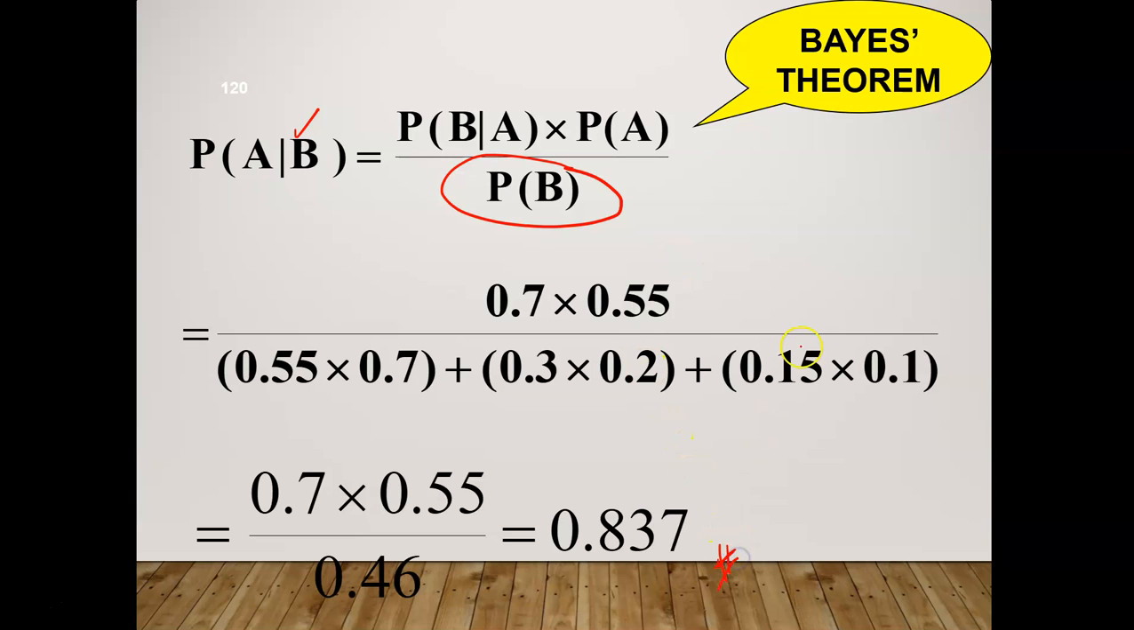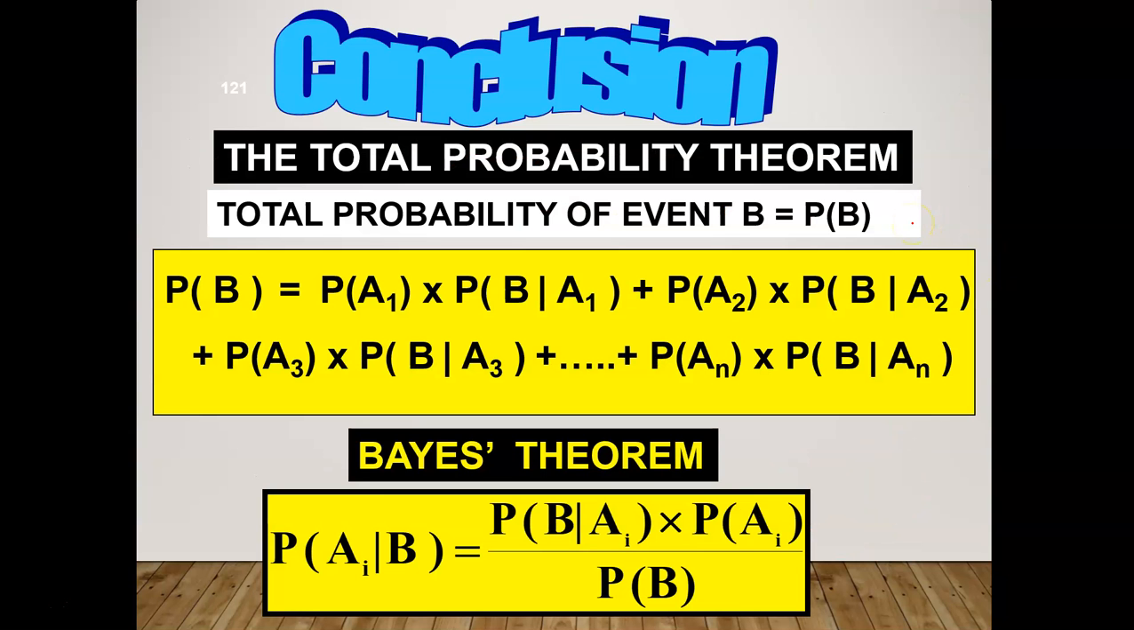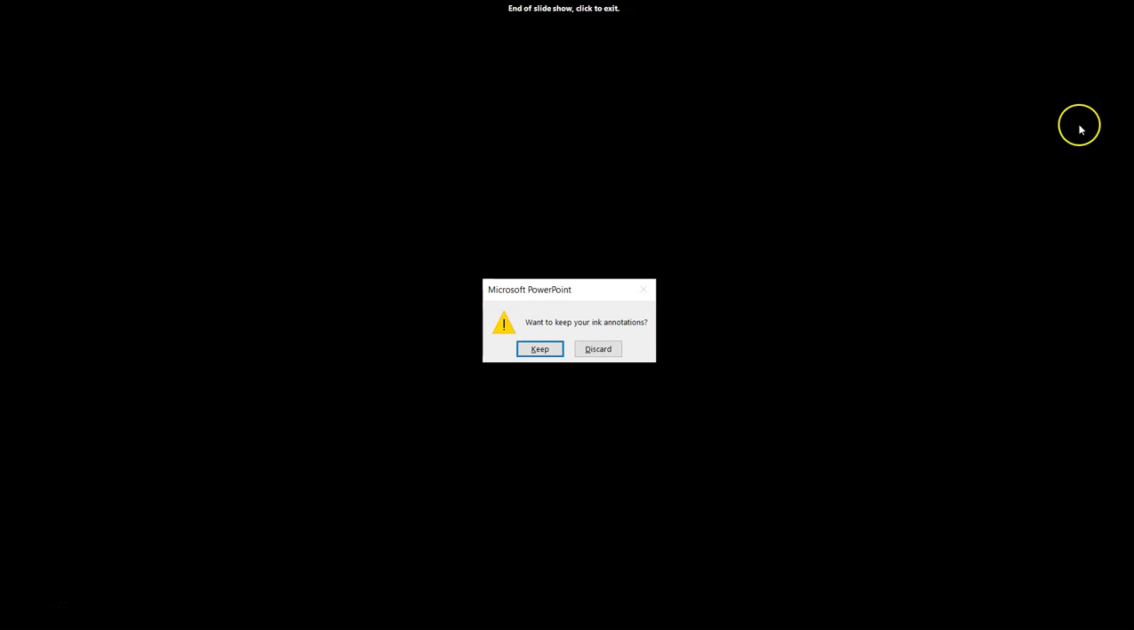While calculating probability, let's say you get a value greater than 1. This is totally wrong because the probability of an event must be from 0 to 1. So this is the conclusion. The conclusion is the formula in general. I think that's all. Very easy one.